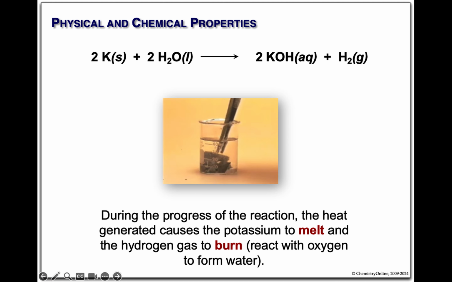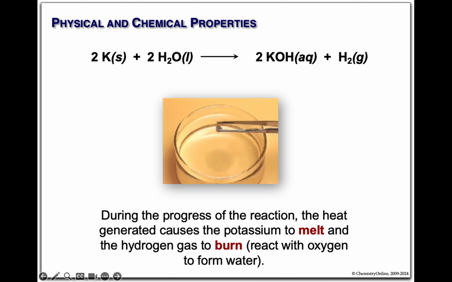Grab a nice little piece, plop it in instantly. Potassium melts, bounces around, and it's gone. If you actually use a lump of potassium that's too large, this will explode. Don't do that. Okay.